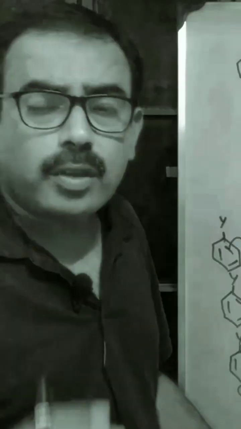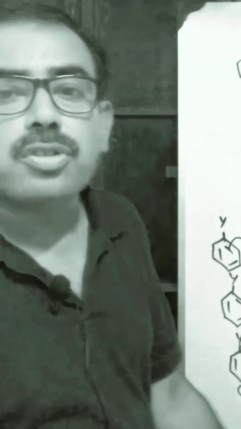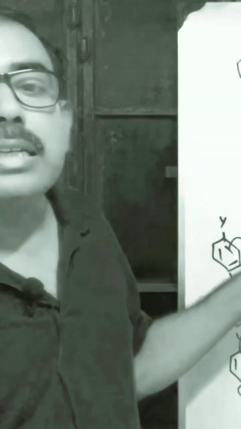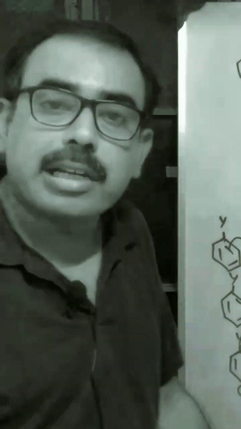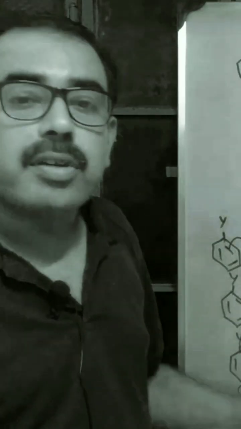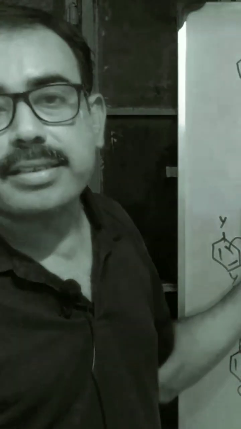Okay, so what we know is, if the substituent already present in the benzene ring has a plus I inductive effect, then in case of an electrophilic substitution reaction, the incoming electrophile will go to the ortho and para positions with respect to the already present substituent.